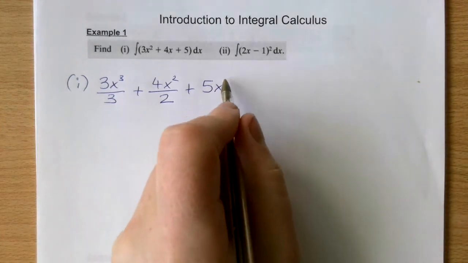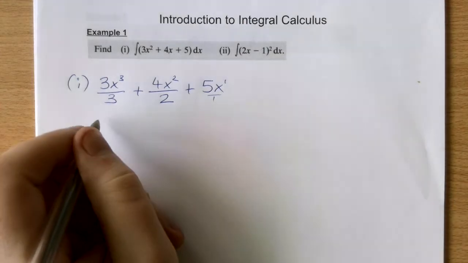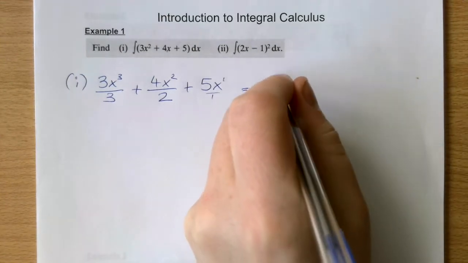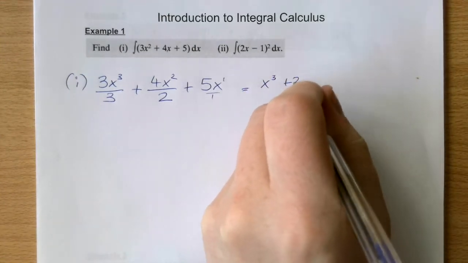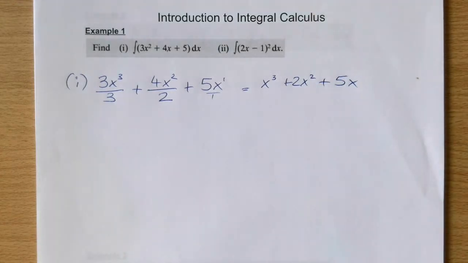You can feel free to write in the ones, but there's no need to do that, because anything divided by 1 is just itself. Simplifying this down a bit, you can just divide both by 3, so you've got x cubed plus 2x squared plus 5x, and that's it done.